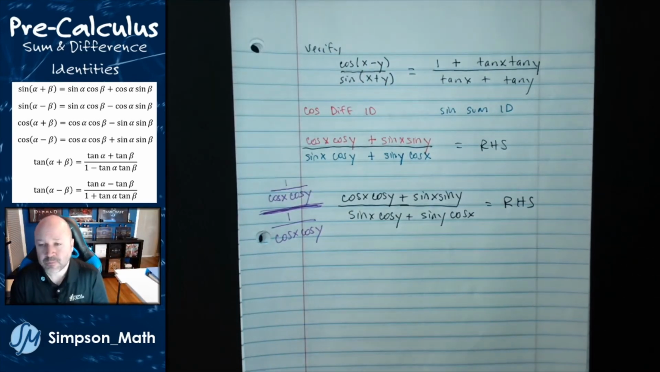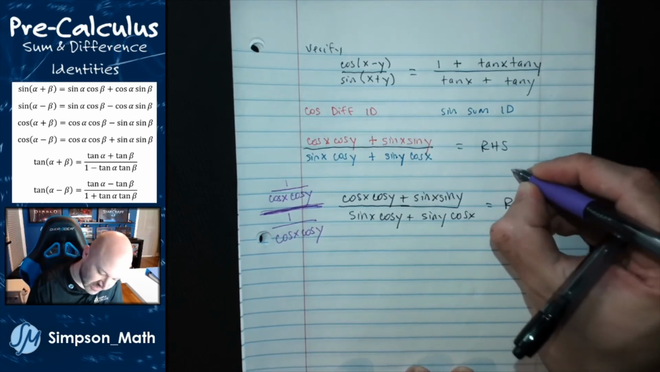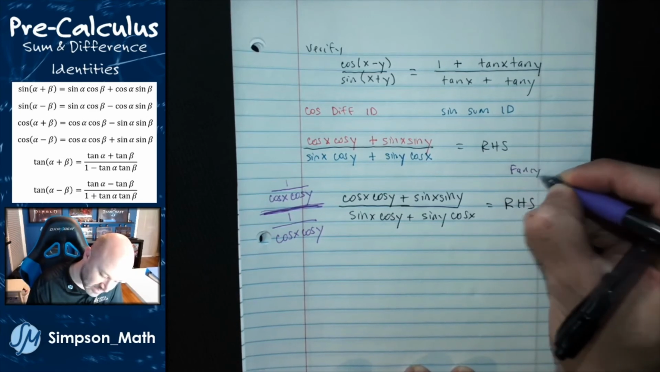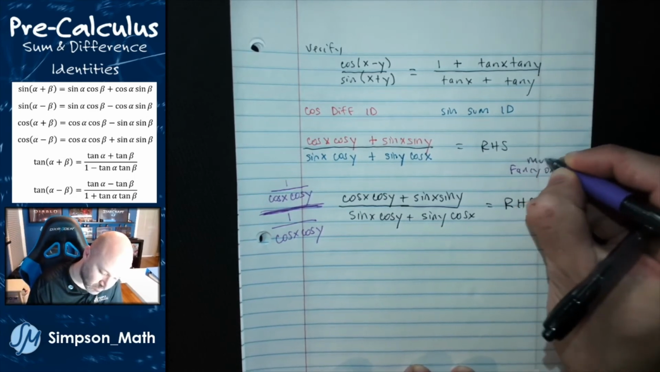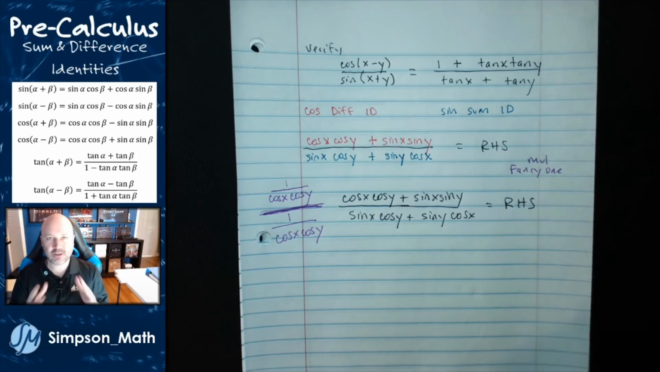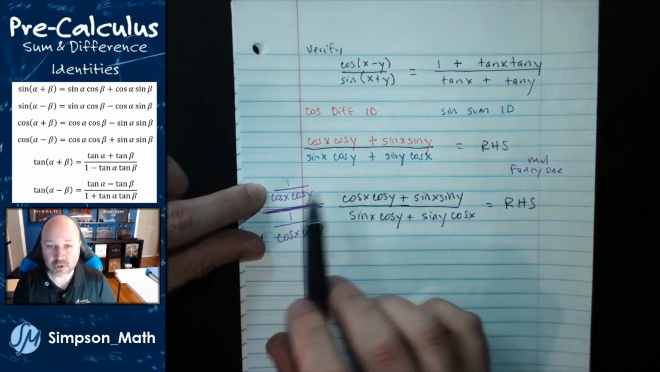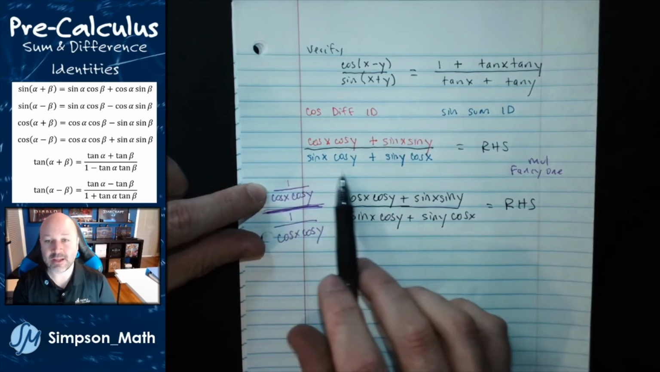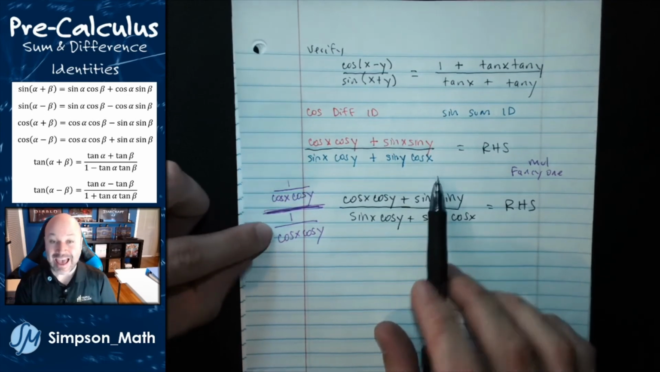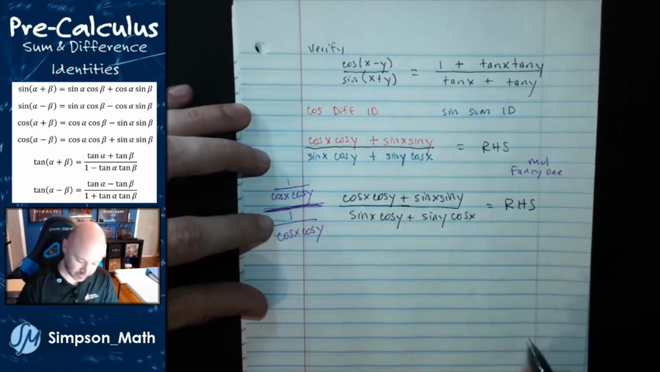Yes. My justification here is I'm multiplying by a fancy 1. If you don't see it quite yet, maybe you'll see it as I multiply. I need to go through now and distribute my 1 over cosine x, cosine y to both of the terms in the numerator, and I need to multiply that by both the terms in the denominator.